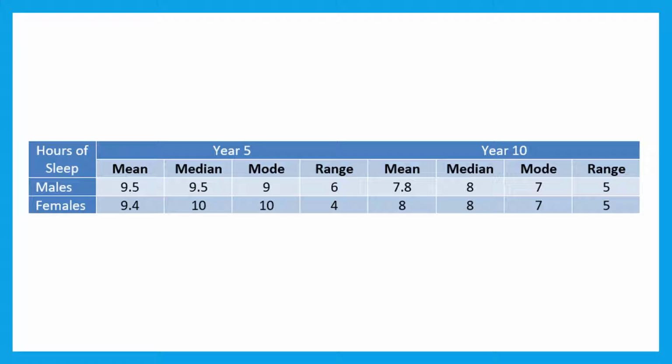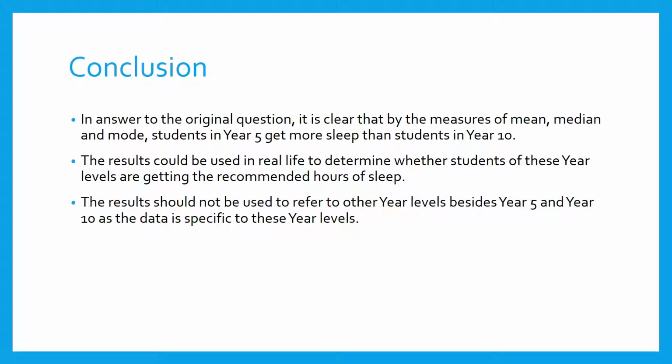In answer to the original question, it is clear that by the measures of mean, median and mode, students in Year 5 get more sleep than students in Year 10. The results show that on average Year 5 males receive 9.5 hours of sleep compared to 7.8 hours for the Year 10 males, and Year 5 females receive 9.4 hours of sleep compared to 8 hours for Year 10 females.